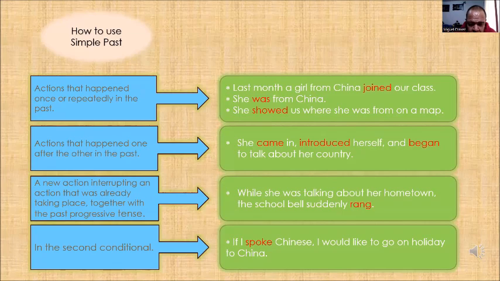A new action interrupting an action that was already taking place, together with the past progressive tense: while she was talking about her hometown, the school bell suddenly rang. In the second conditional: if I spoke Chinese, I would like to go on holiday to China.